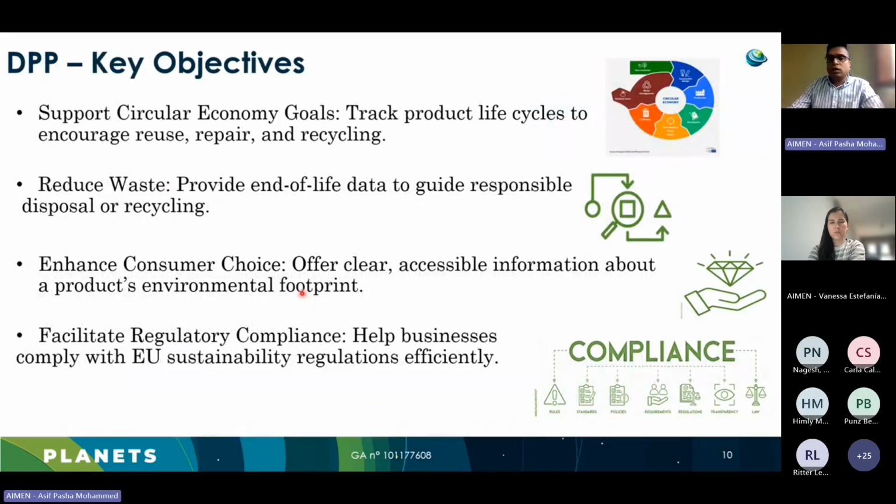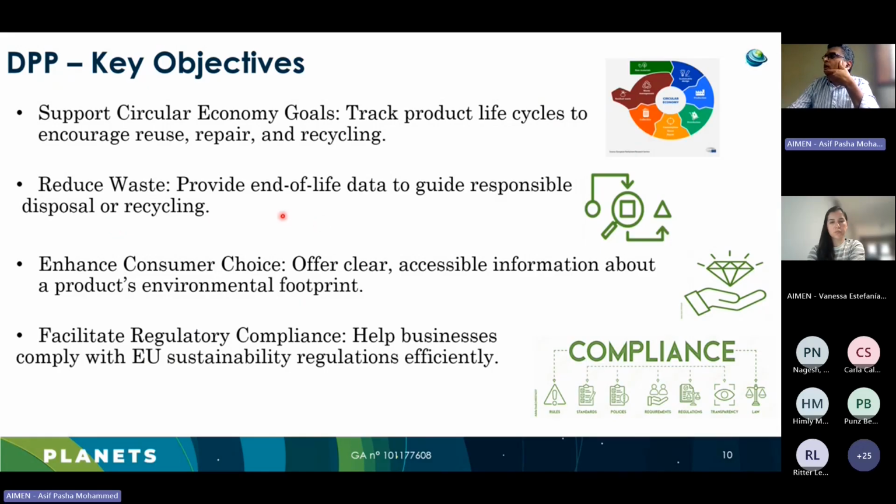The key objectives, I'm not seeing the other screen, so if there are any questions, please feel free to interrupt me. The key objectives here are supporting the circular economy goals, tracking product life cycles to encourage the reuse, the repair, and the recycling of the products. And of course, through this, they wanted to reduce the waste.